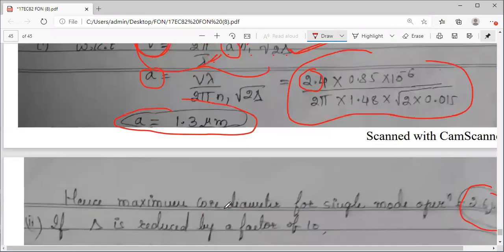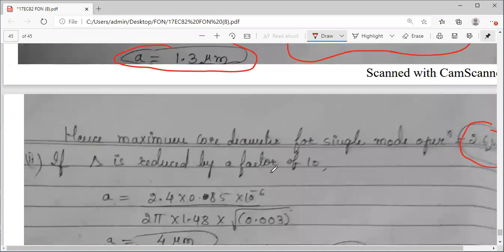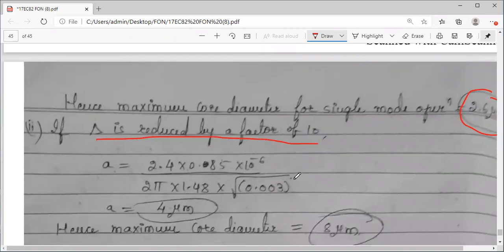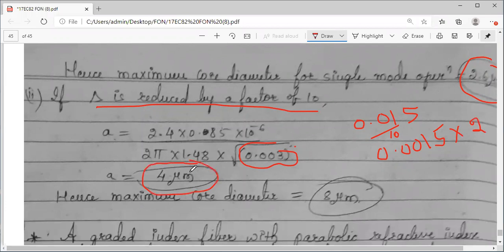Let's see. If I reduce the delta by a factor of 10, 0.015 is your earlier delta. If I reduce this by a factor of 10, I will get 0.0015, right? That is divided by 10. I have written here 0.003 because in the formula it is 2 delta, so 2 times, so 0.003 gets added. So I have got by calculation 4 micrometer. Hence the diameter will be double, 8 micrometer. Earlier you see 2.6 was the diameter, now 8 is coming.